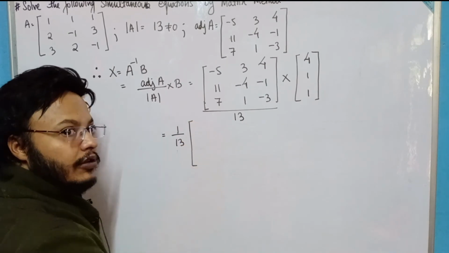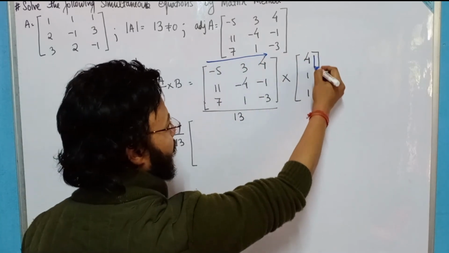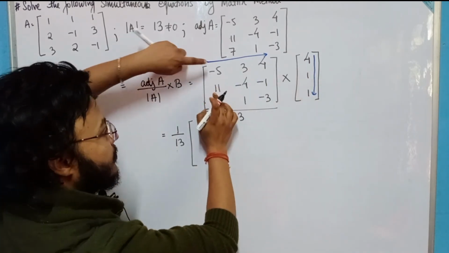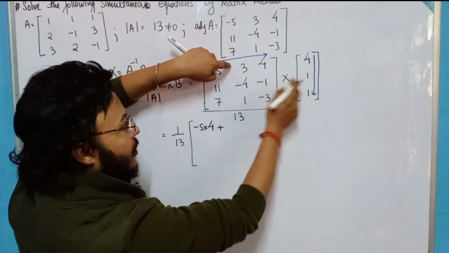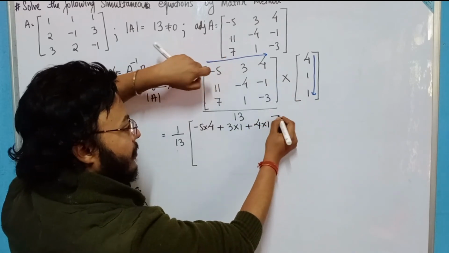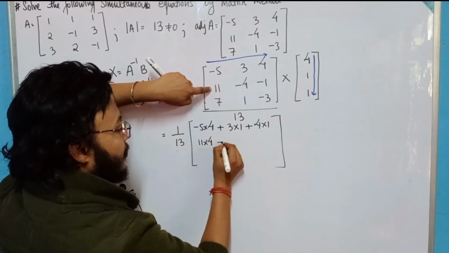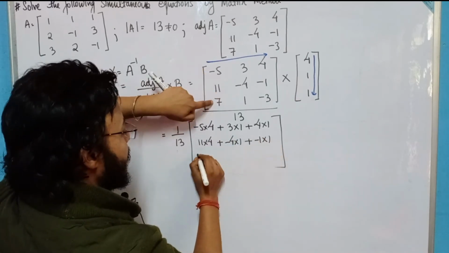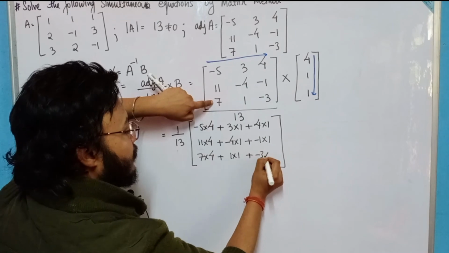Now what you'll do is matrix multiplication. As you know, in matrix multiplication you go straight along the row and down the column. So this into this: minus 5 into 4 plus 3 into 1 plus 4 into 1. I am showing you in a longer way so that it will be easy for you, by formula; you can do the shortcut also. Now similarly this: 11 into 4 plus minus 4 into 1 plus minus 1 into 1. Now similarly this: 7 into 4 plus 1 into 1 plus minus 3 into 1.